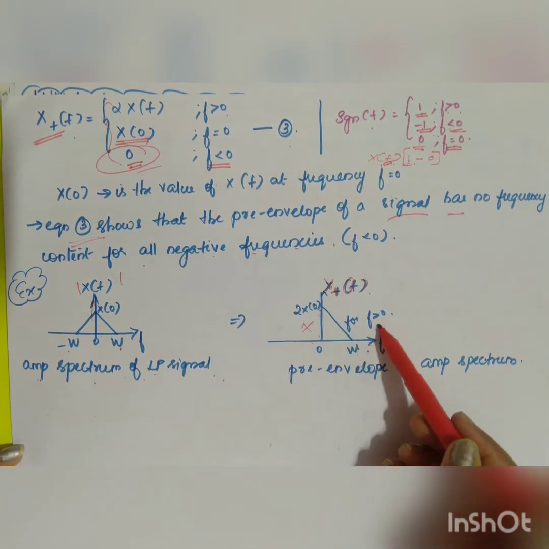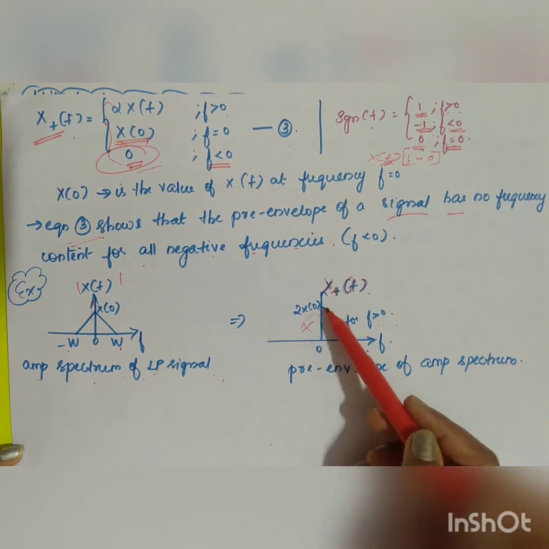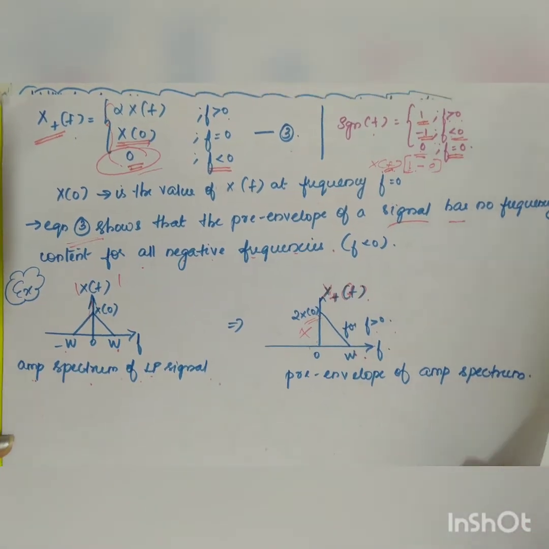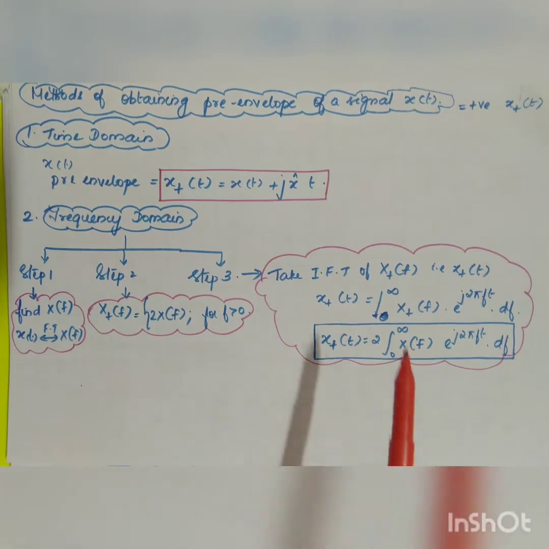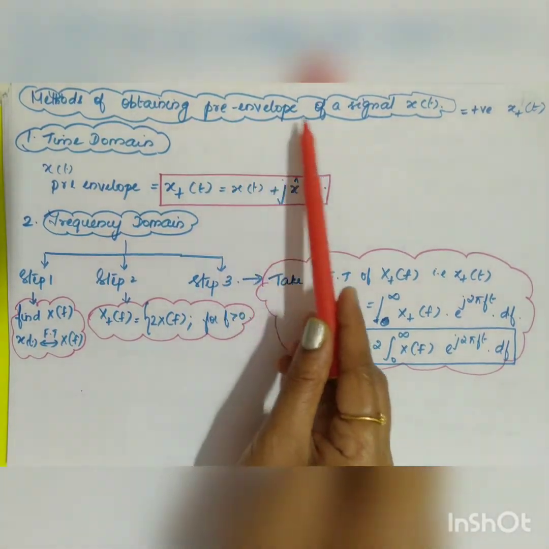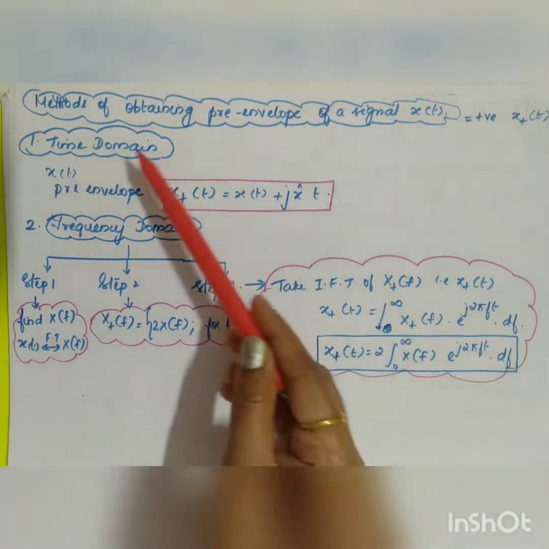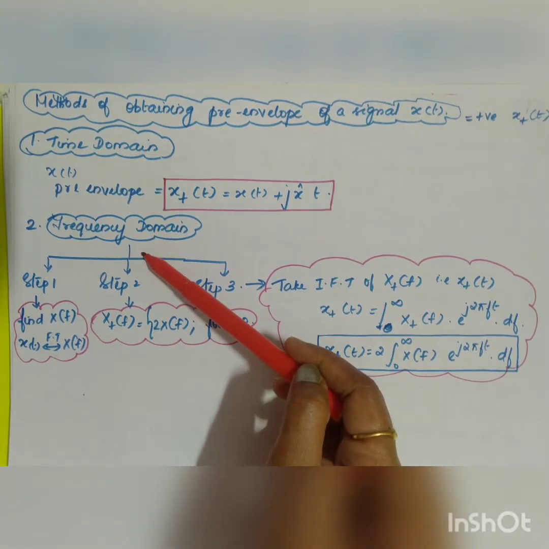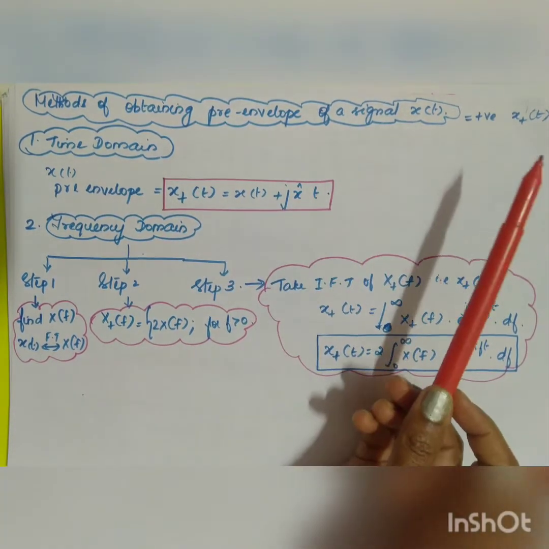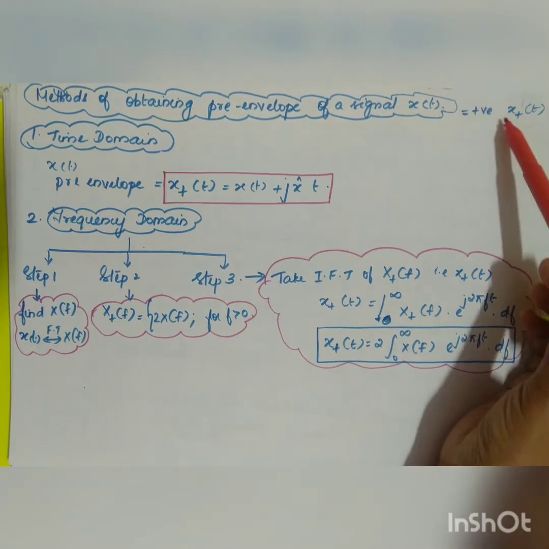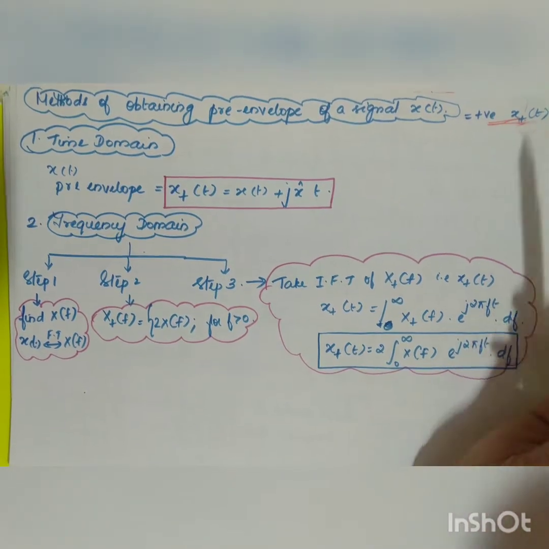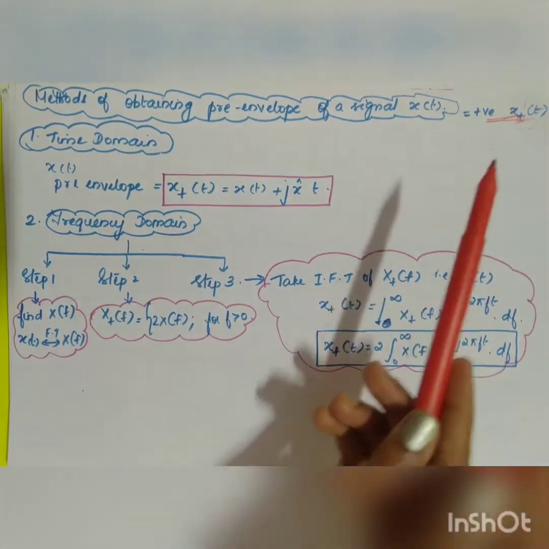So for f greater than 0, what will be your value? Here it is 2 into x of f. This is the specialty. You have two methods to obtain the pre-envelope of the signal x of t. One is the time domain and the other is the frequency domain. Again it is for the same case, positive, that is for x plus of t.